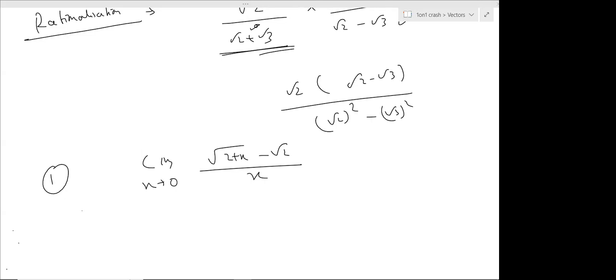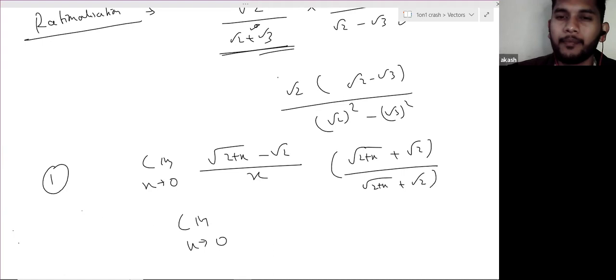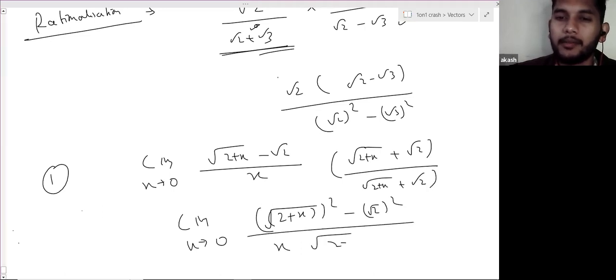Should be 0, right? Let's say if you multiply or rationalize this, root 2 plus x plus root 2, all divided by root 2 plus x plus root 2, right? Yes or no? So this will be root 2 plus x whole square minus root 2 square. Let's keep it like this.